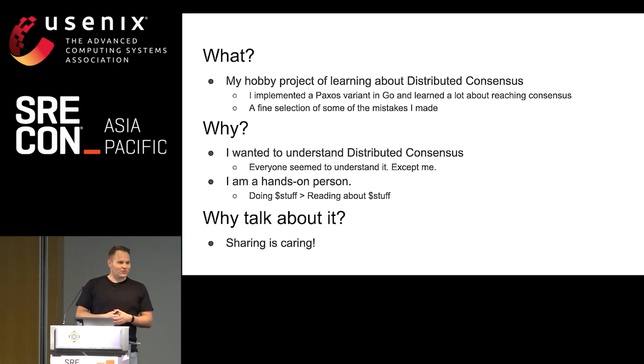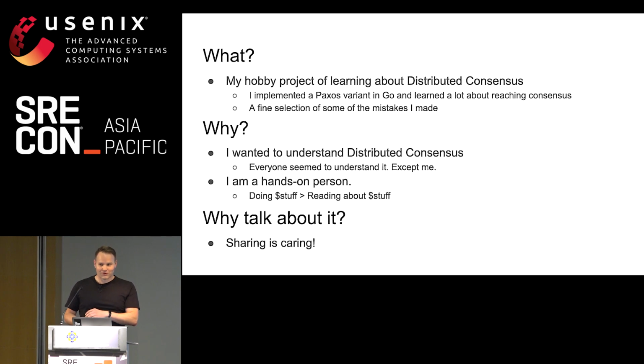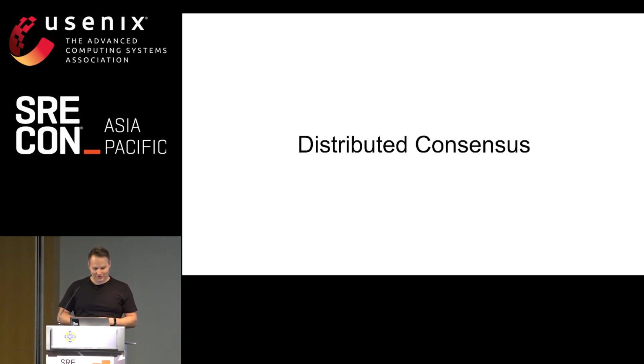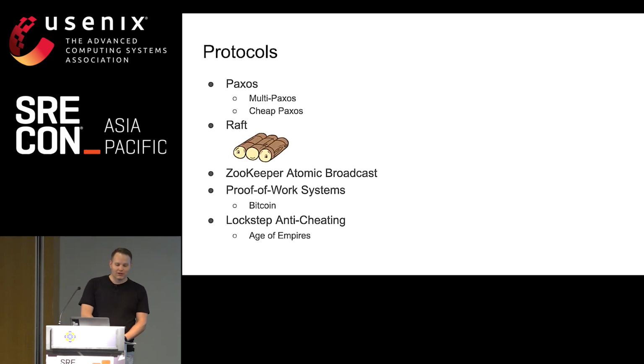I'd like to share my journey today, the mistakes I made, the challenges I faced, and also a bit about how distributed consensus works. So this talk will be going from a theoretical overview, slowly moving into actual code, and we can see all the stupid mistakes I made. But first, a bit about distributed consensus in general.